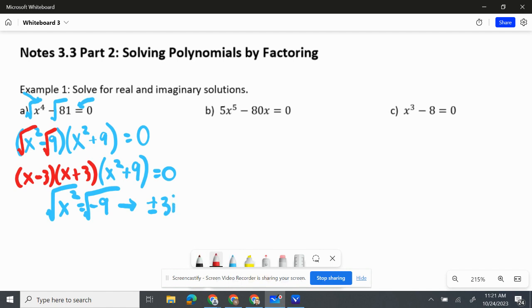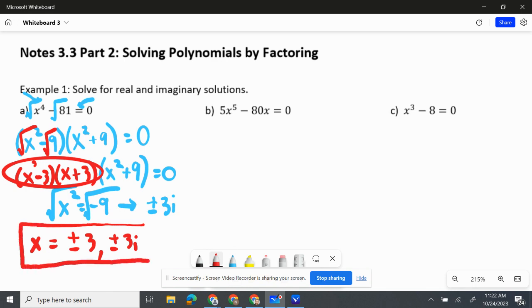Now, we have these other two binomials, and in order to find the zeros, we're basically just doing the opposite. So that means x is equal to a positive 3 and a negative 3, so I'm just going to put plus or minus 3, and then I have the plus or minus 3i. One thing to recognize is that when we have a quartic, we should have 4 answers. And here we have 2 real and 2 imaginary answers. Remember, imaginary is a number that has an i with it.